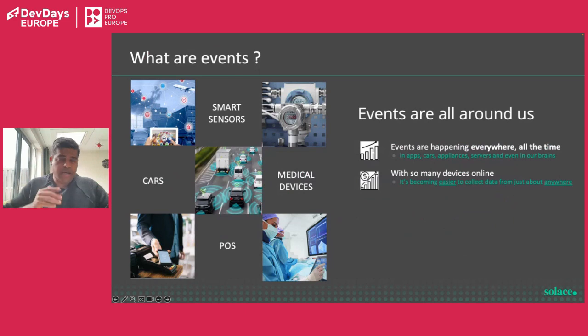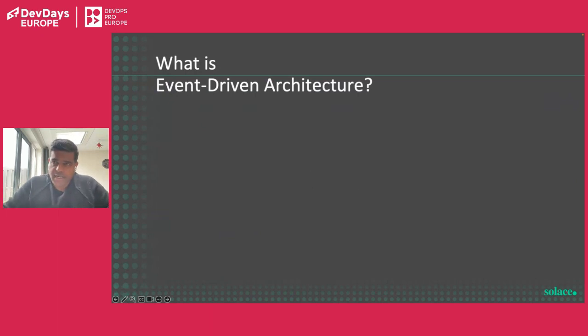So, what are events? Events are essentially changes in a system. They occur organically and they are everywhere around us. For example, we are surrounded with event generators like smart sensors, cars, our medical devices, point of sales. Everything is becoming so interconnected with so many devices online. It's becoming easier to collect data from just about anywhere.